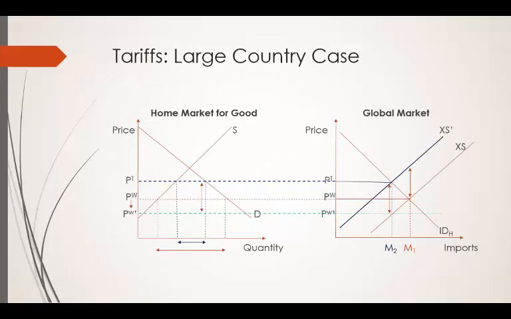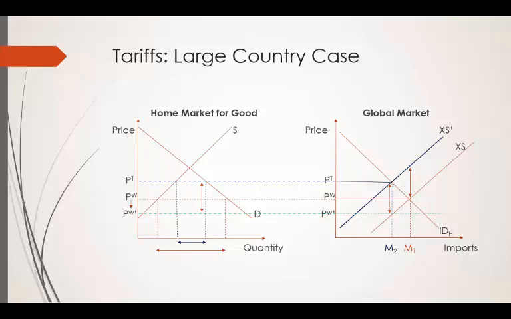As before, we have two diagrams, the right hand depicting the global market and the left side the large country's home market for the good. In the global market, the large country's import demand function is still downward sloping. However, the export supply is now an upward sloping function. This captures the large country effect, as by shifting the import demand curve, global prices change.